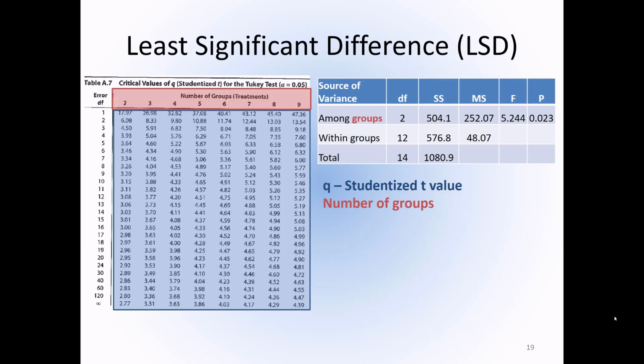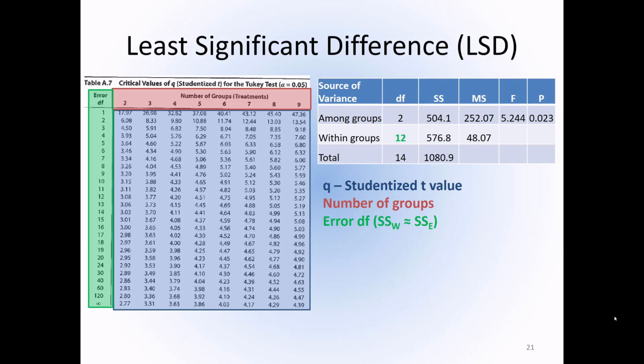Now the area in red here, the number of groups, this is relatively easy for us to discern because this is just the number of different groups that we have in our test. In our case, we have three different Bayes, so that would be the number of groups. Now this error degree of freedom is something new. But if you've been doing the reading in the book, you know that there's synonymous terms of this, within groups and the error.